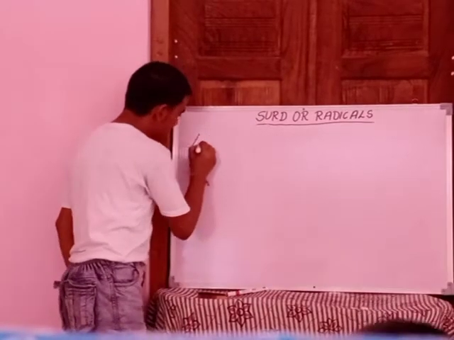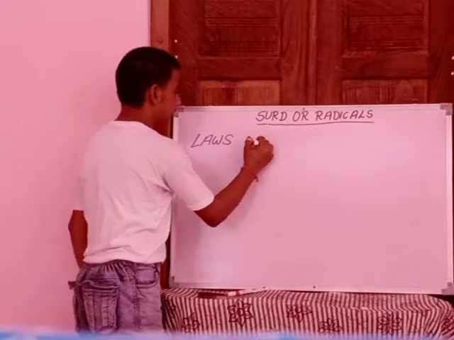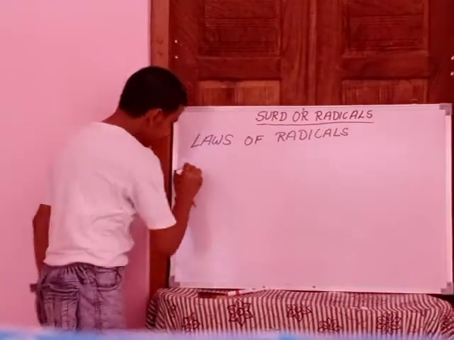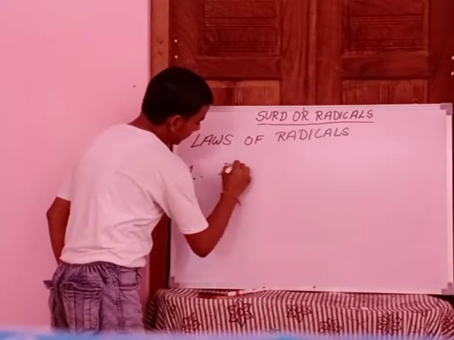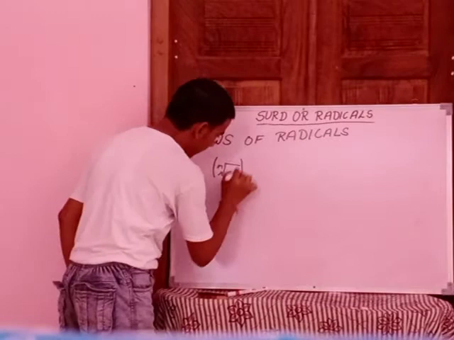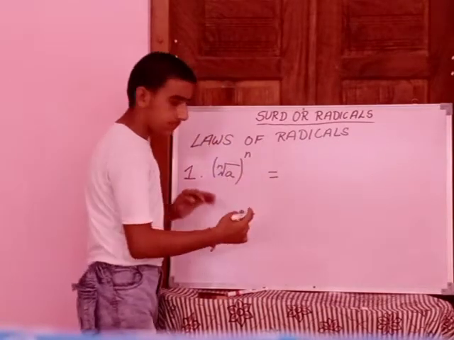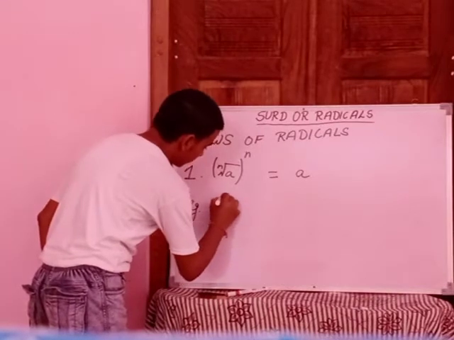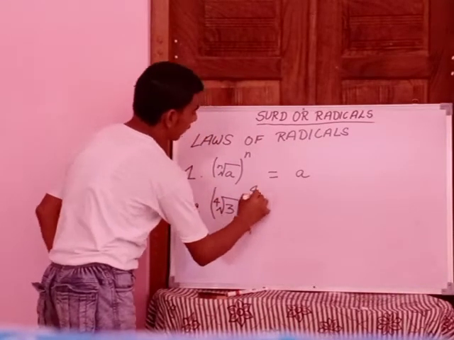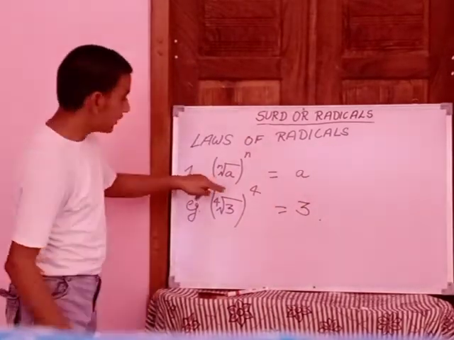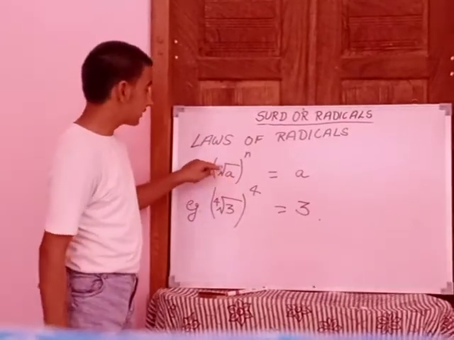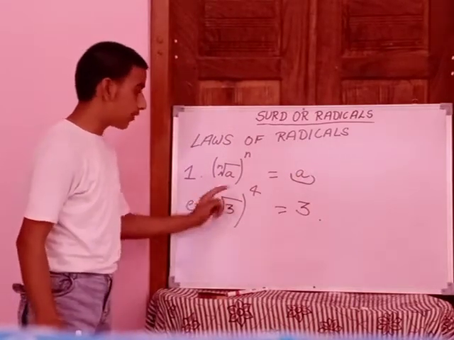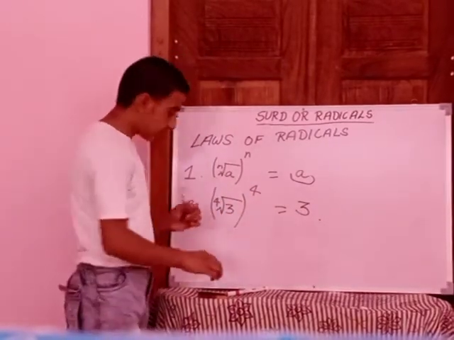Laws of radicals. Our first law is that the nth root of A, raised to the power n, is expressed as A. For example, the fourth root of 3 raised to the power 4 would be 3. Now let's move to our second law.